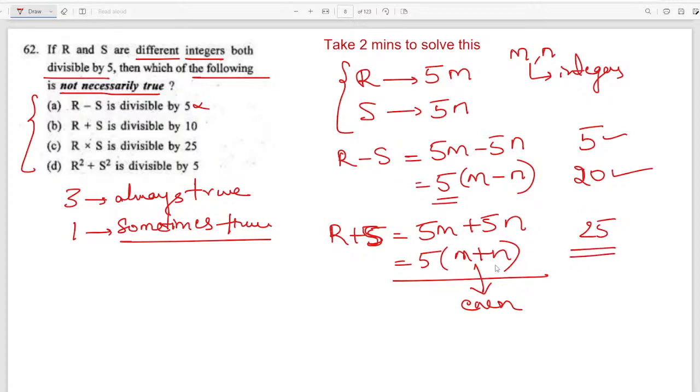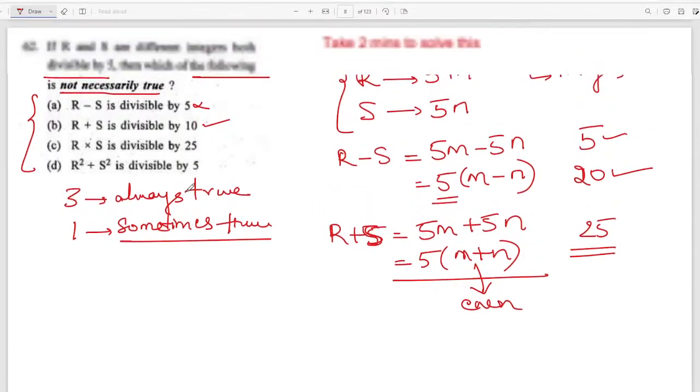So only when m plus n is an even number will this number R plus S be a multiple of 10, or at least divisible by 10. So clearly this is not necessarily always true. This can be sometimes true and sometimes wrong. This is the correct option that we are looking for. But we'll see the other options also.